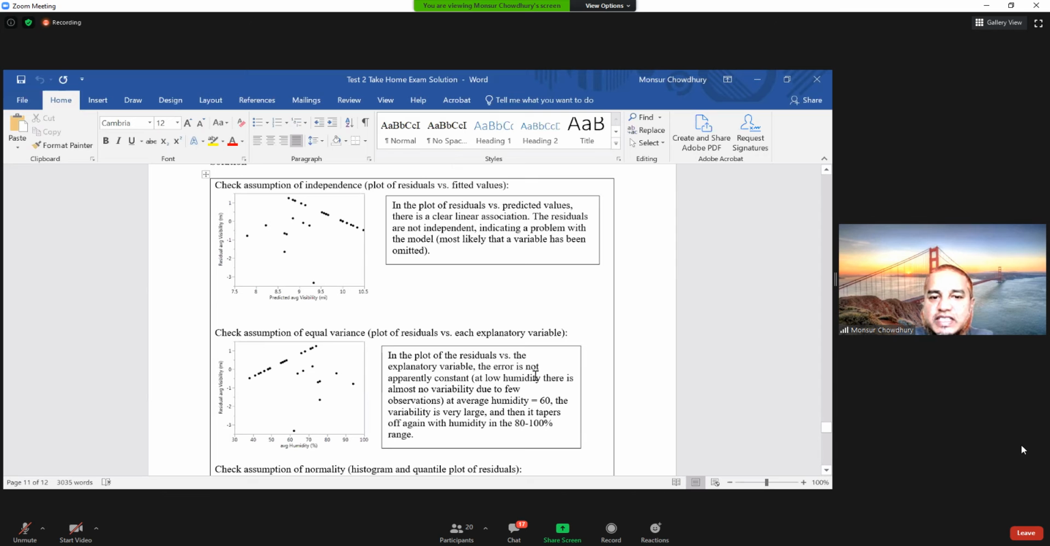You can see that in the plot of the residuals, the error is not apparently constant. At low humidity, there is low variability due to few observations, the average is high, so it tapers off going along the humidity like this. And you can see here, this is the one that I showed you. So you can see it's going up here.